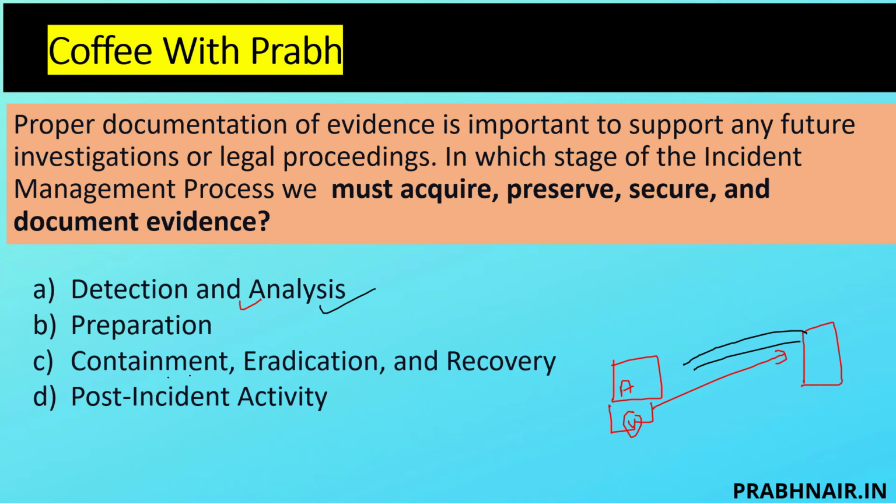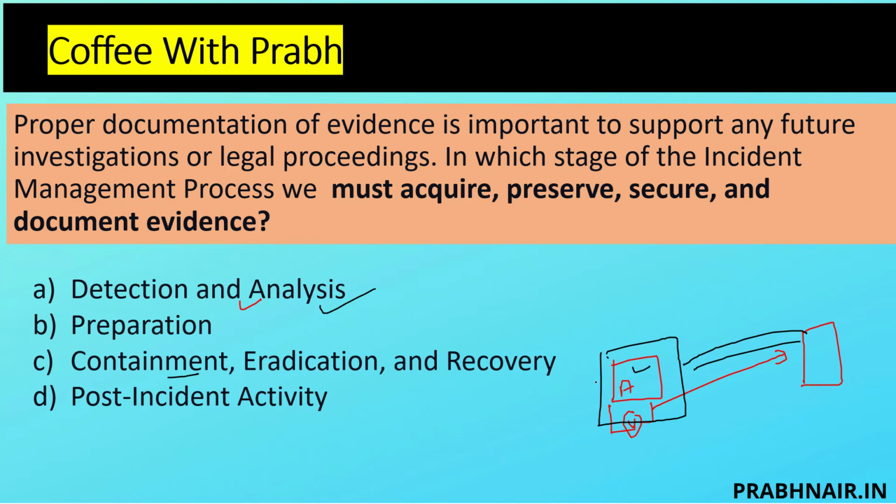Now in containment, it's called isolation. In this particular stage, we isolate a system, but before isolating, we dump the memory data, we dump all the critical data, and we do a graceful shutdown. This is where we're talking about acquire, preserve, secure, and document evidence. Along with that, we contain the incident. How? We isolate the system immediately from the network to make sure there is no further damage.